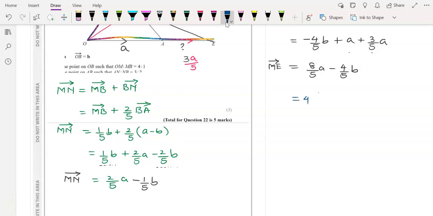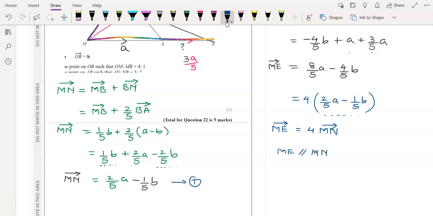So when you factor out 4, it will be 2/5 of A minus 1/5 of B. So in place of this bracket, we can write vector MN. So vector ME is 4 times vector MN. Now since it is a multiple, they both are parallel. Since they are parallel and they share a point, obviously they lie on the same line.